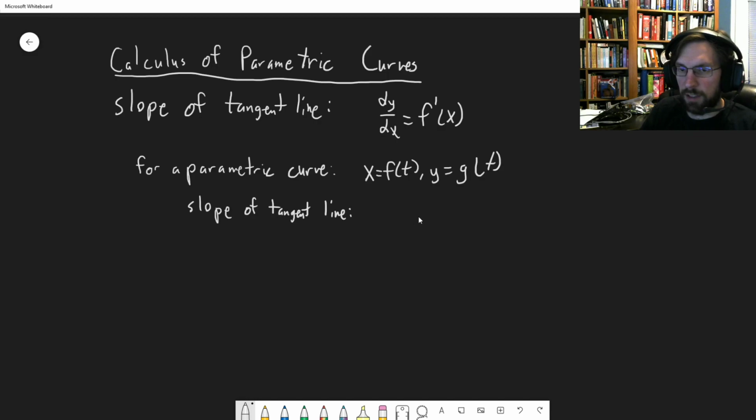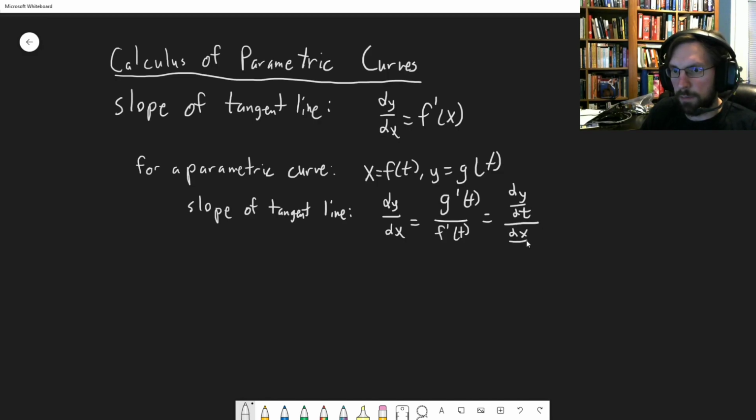The slope of the tangent line is going to be exactly the same. We're still going to write it as dy/dx, but this is just going to be g prime of t over f prime of t. Or another way to think about it, dy/dt over dx/dt. And this is provided dx/dt is not zero.